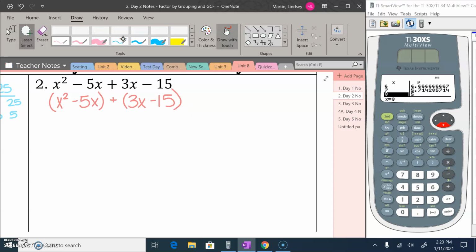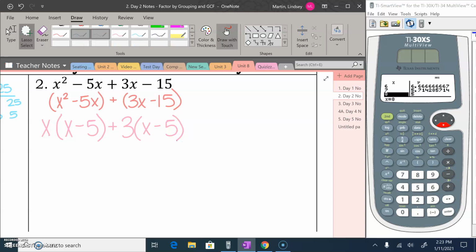From my first group, they both have one x that I can divide out, and I'm left with x minus 5. In my second group, the highest number that they share, my GCF is going to be 3. And that's going to leave me with x minus 5. Then I'll move to my funny GCF. Again, that is the binomial that is shared from each group. I'll pull out x minus 5, and I'm left with x plus 3.